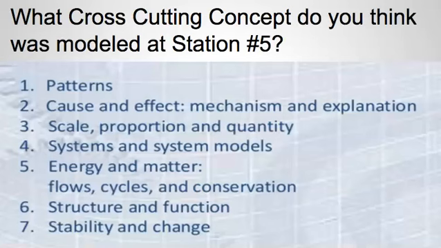So let's look at the cross-cutting concepts. Which one fits for station 5? Well, it's number 5, energy and matter. The energy flows from the power plant into the battery, into the phone. So once again, you can stop here and make sure you have complete answers for stations 4 and 5. I'm going to pause the video, and you're going to have a new video for stations 6 and 7.